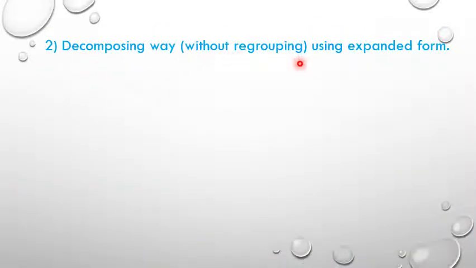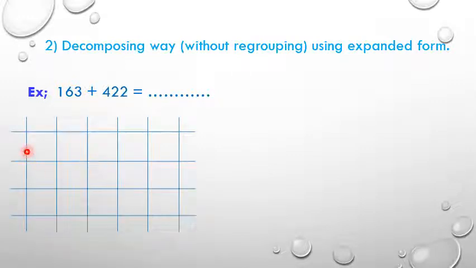Next one, we have the decomposing way without regrouping, but using expanded form. We want to expand each number to its values, then put a plus among them, then add or subtract. Like this: 163 plus 422. Using our square copy, write the first number here: 100 plus 60 plus 3. Then put plus here and put the other number: 400 plus 20 plus 2.